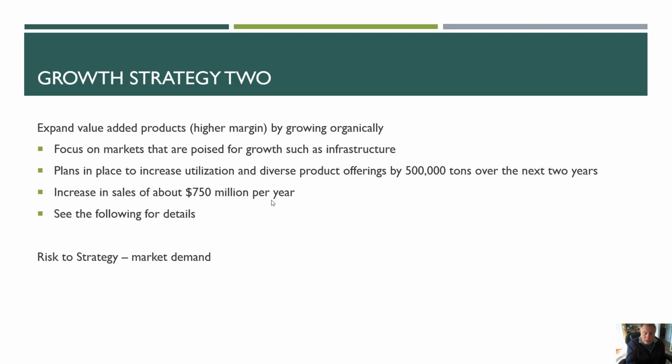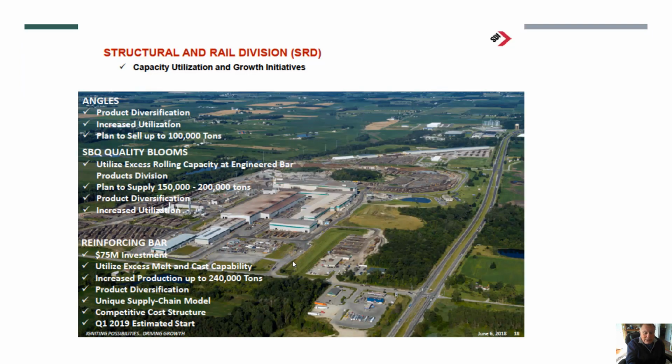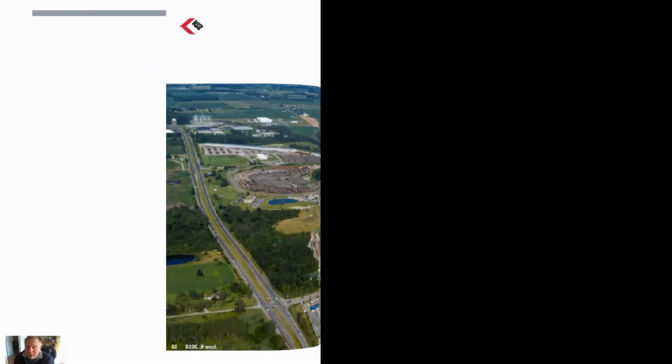So they told me, risk to strategy, market demand. And again, this walks me through, and you can see that with the utilization, here it is, plan to sell 100,000 tons, plan to supply 150 to 200, increase production up to 240. So now I know what they're doing to drive the volume. Okay? I'm trying to understand the company.